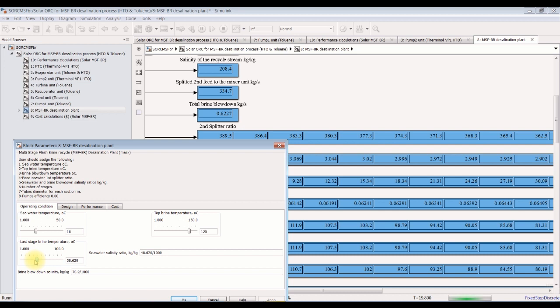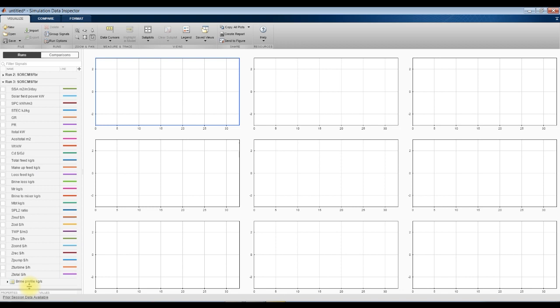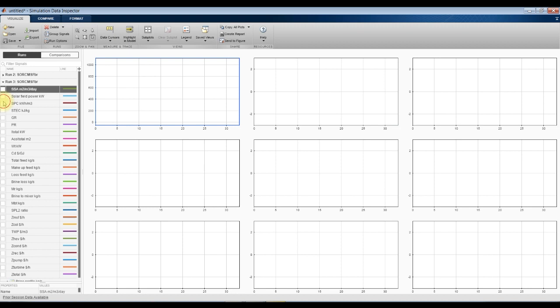If you make any change, it will be followed by many changes in your cycle, as you can see here. I'm trying to increase it up to 45 and see. Let's stop here. Okay, let's go and discover. Here, as you can see, specific power consumption. Yes, this is the effect of changing blowdown temperature.